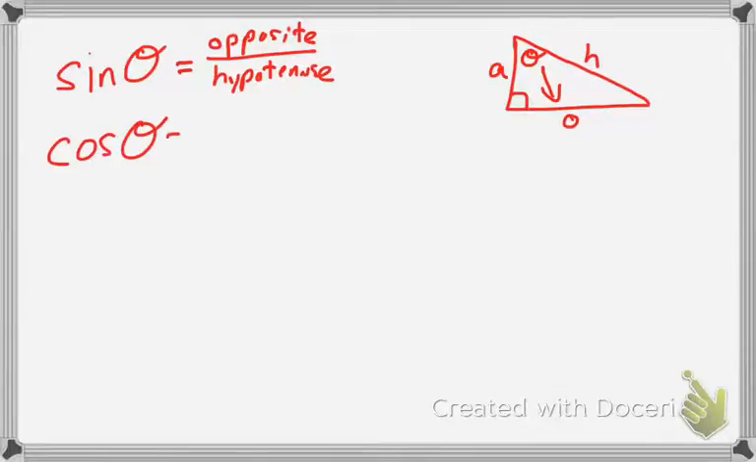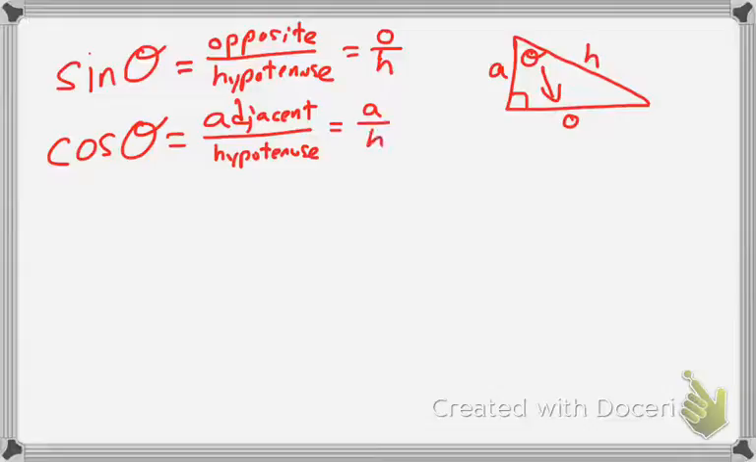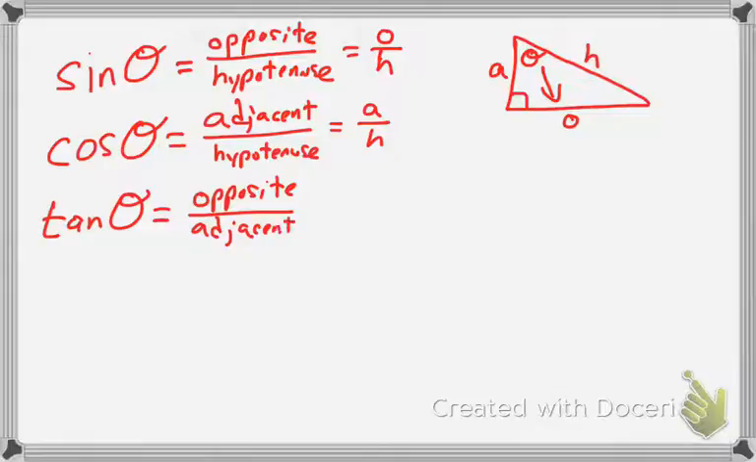Cosine of theta is equal to adjacent over hypotenuse, so A over H, and sine is O over H. So tangent of theta is equal to opposite over adjacent, which is O over A.